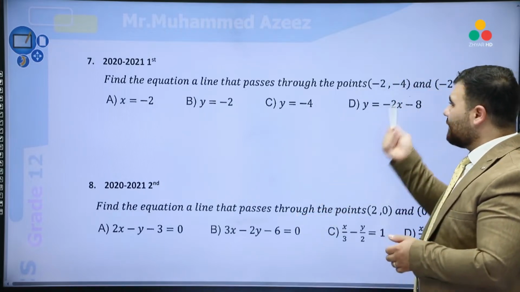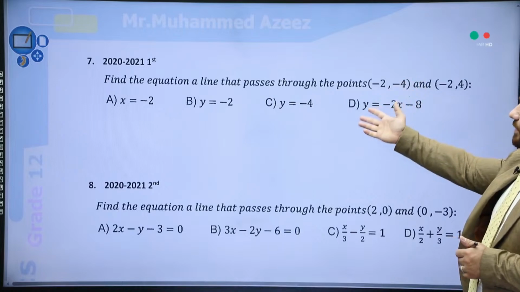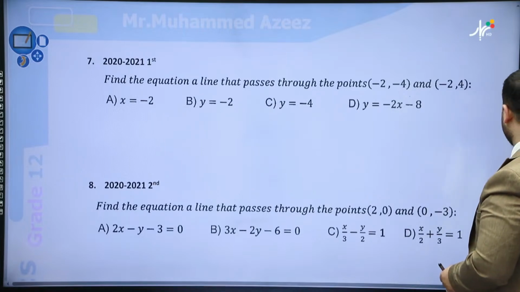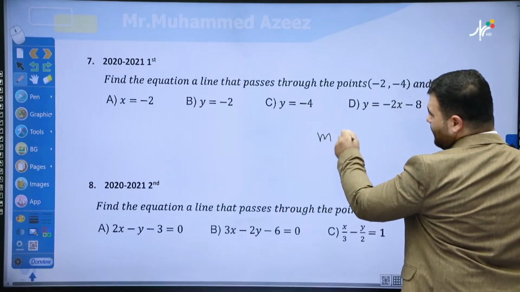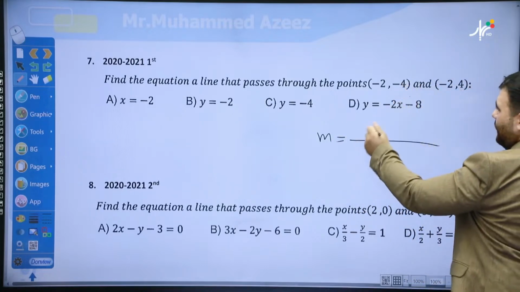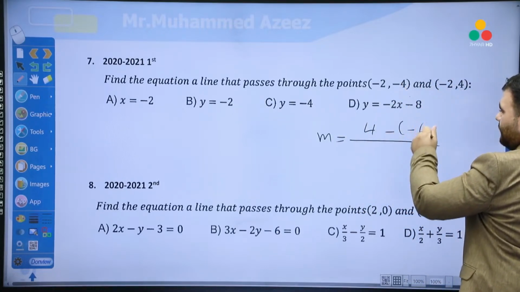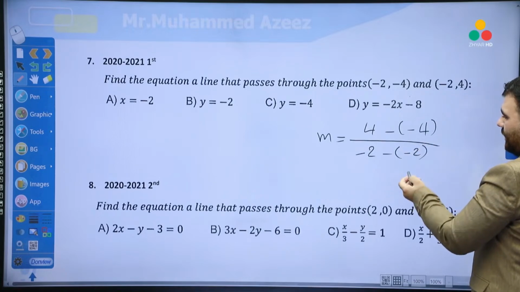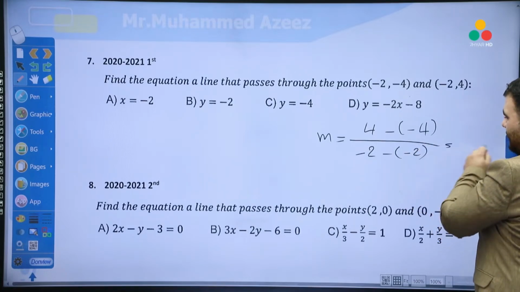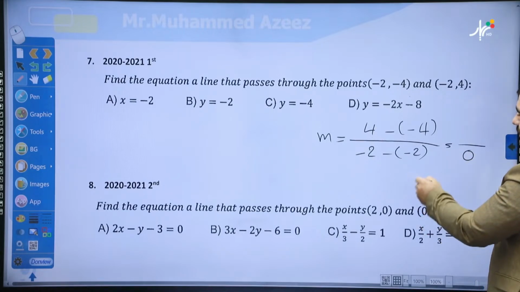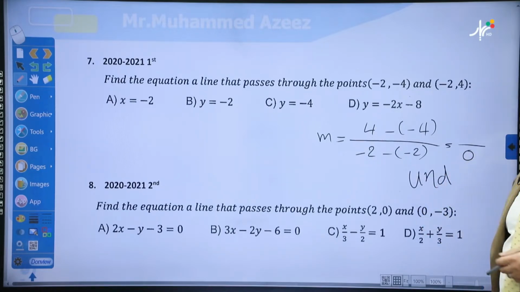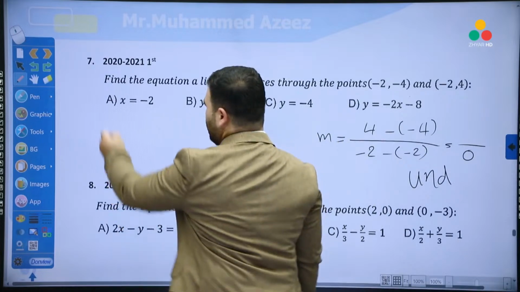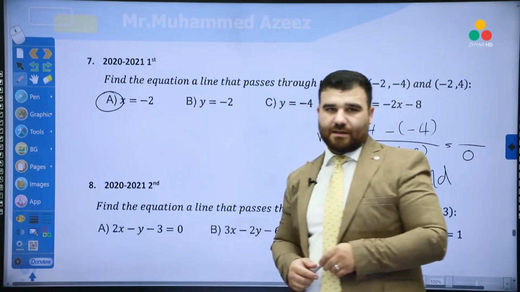If you don't have this idea, it's fine. The question asks about the equation of the line that passes through 2 given points. Let's try to find the slope. Slope equals y2 minus y1, 4 minus -4, over x2 minus x1, -2 minus -2. This will be -2 plus 2, that is 0. When the denominator is 0, the slope is undefined. If the slope is undefined, the line is vertical. The only vertical line in the list is choice A. A is the correct answer.